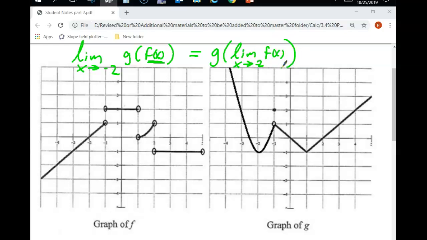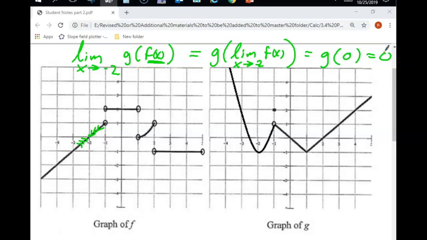So let's do that. What is the limit of f as x approaches -2? It's 0, right? So that means it's going to be g of 0. And what is g of 0? 0. There you go. That's it. Not too bad. So basically just take the limit of the inside function first, right? Let's take a look at the next one.